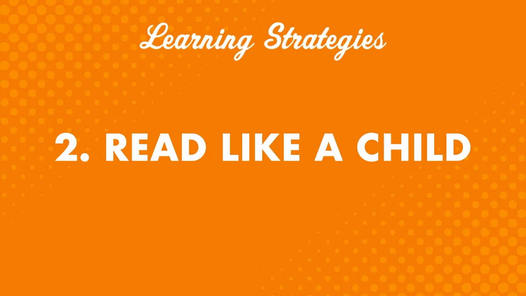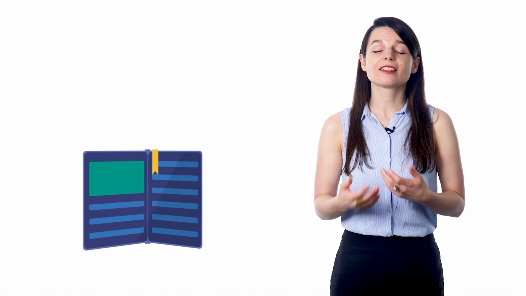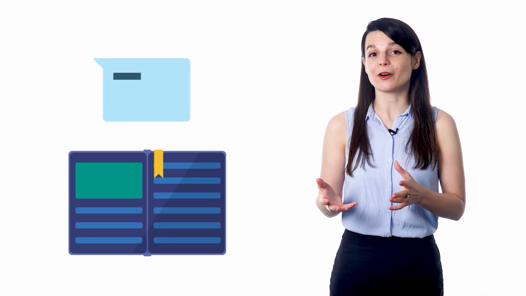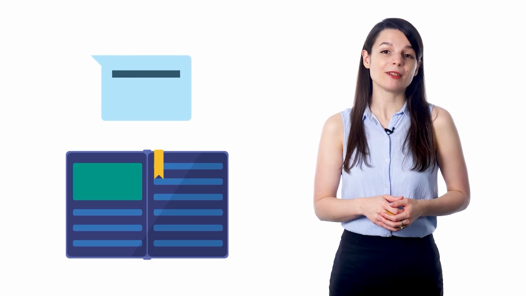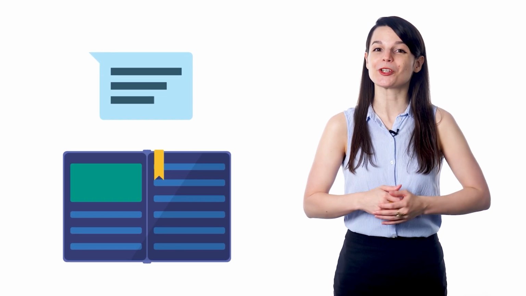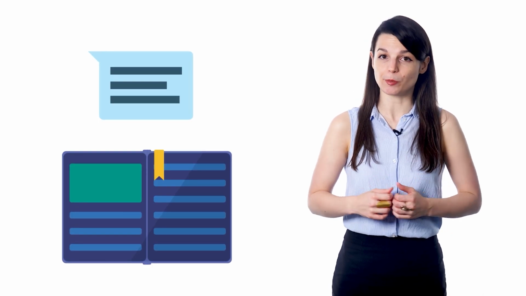2. Read like a child. This might sound strange, but think about children learning to read. They go slow and sound everything out. Maybe it takes 2 or 3 tries before they read a new word smoothly, and a few more tries before they can read it at a natural pace.